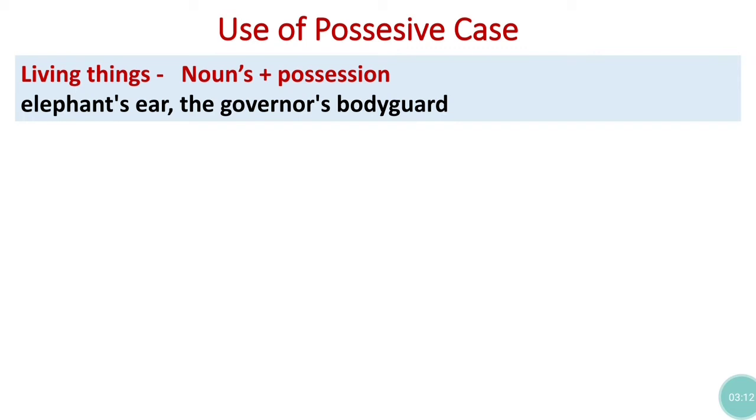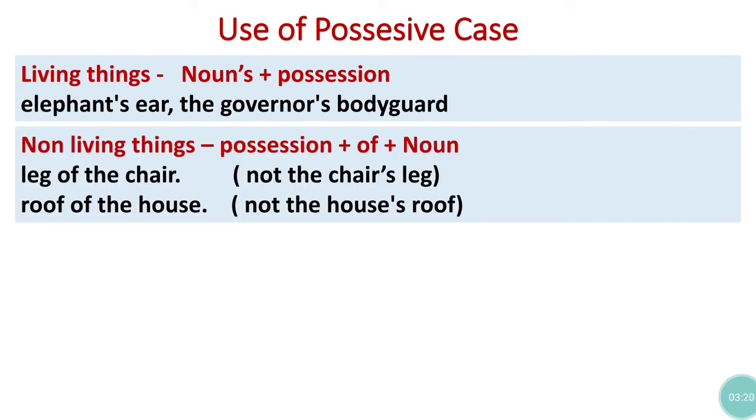First we write the noun with apostrophe s plus the possession. For non-living things, we don't put apostrophe s to show possession. We use the preposition of for expressing the possessive case of non-living things. Here, leg of the chair. Here, the leg belongs to the chair and the chair is non-living. So we say the leg of the chair. We don't say the chair's leg. It is incorrect.